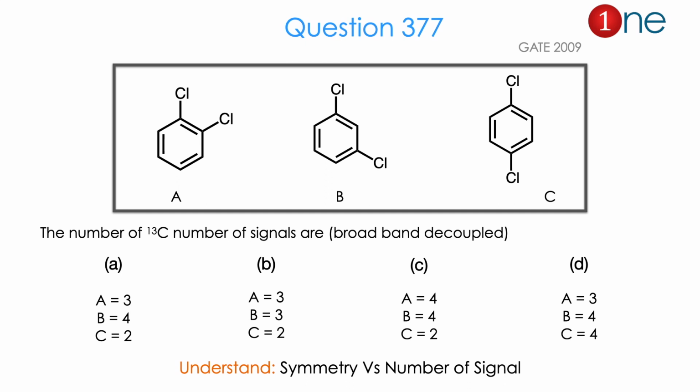Here the answers are basically playing between 3, 4, 2 or 3, 3, 2 or 4, 4, 2 or 3, 4, 4. So from the question of structural isomer to NMR signal, you might realize the question is really about symmetry versus NMR signal. The answer is A. Let us see how.